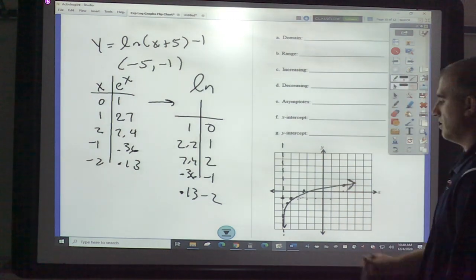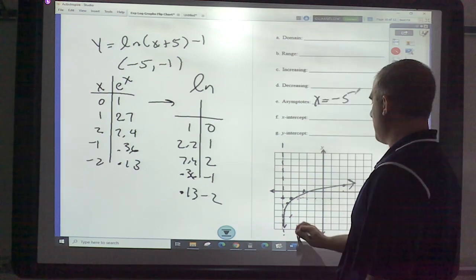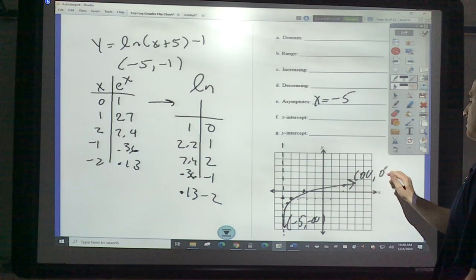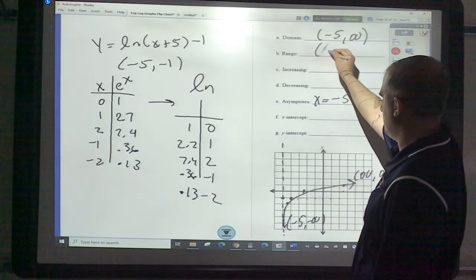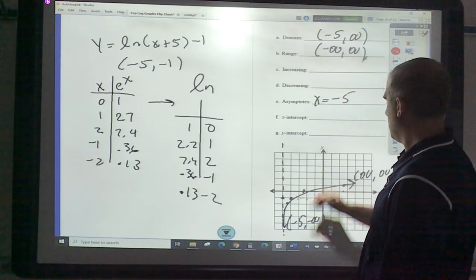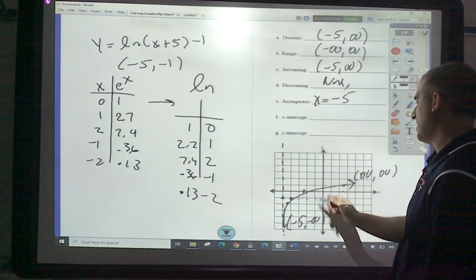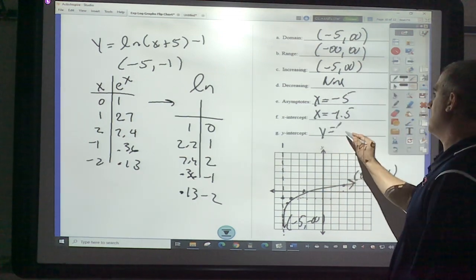Okay, so since my asymptote here would be at -5, it's -5, negative infinity. This is positive, positive. Domain is -5 to infinity. Range is negative infinity to infinity, increasing the whole way. My x-intercept, I'll estimate that at like -1.5, and my y-intercept at 0.5.